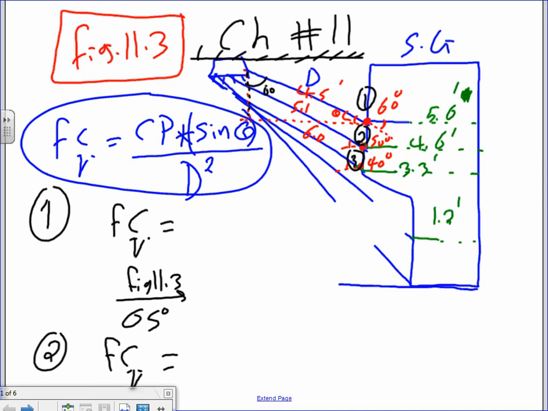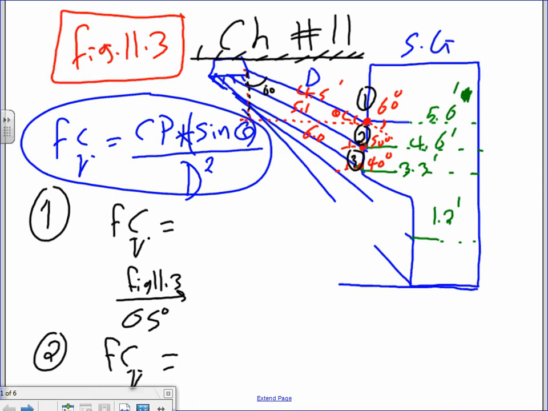Can you see it? 60, 50, and 40. Everybody can see what we have, the face of that switch gear. And we are to do calculation to find the foot candle on the face of this switch gear. Shall we go ahead and do it?